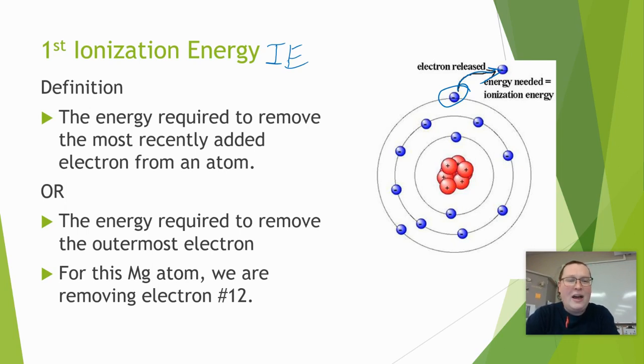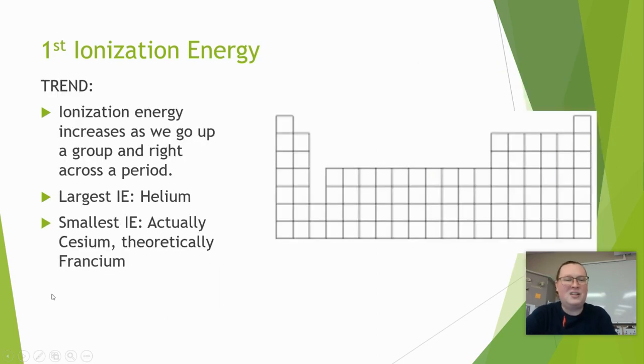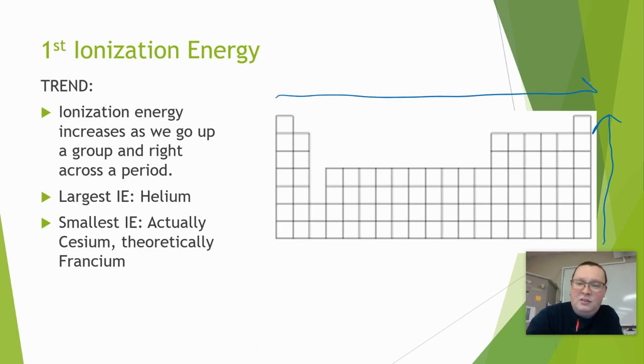Some atoms have a really low ionization energy. They want to get rid of that electron. Some atoms have a really high ionization energy. They don't want to get rid of that electron. And we can tell those trends just by knowing the periodic table. So ionization energy is going to be opposite of atomic radius. Ionization energy increases as we go up and as we go to the right. So the largest ionization energy is going to be in the top right. I'm just going to label this largest IE for ionization energy, and that is going to be helium.